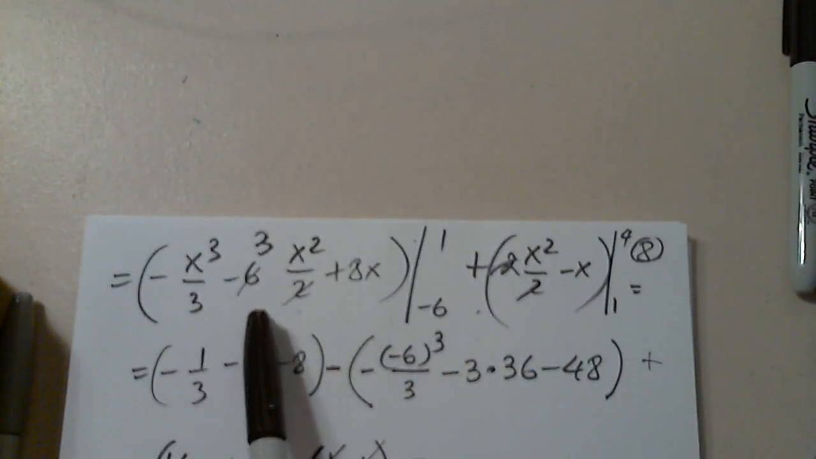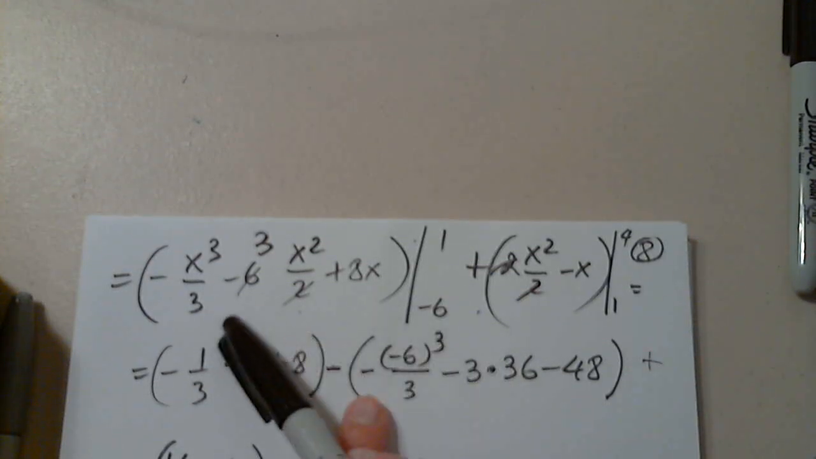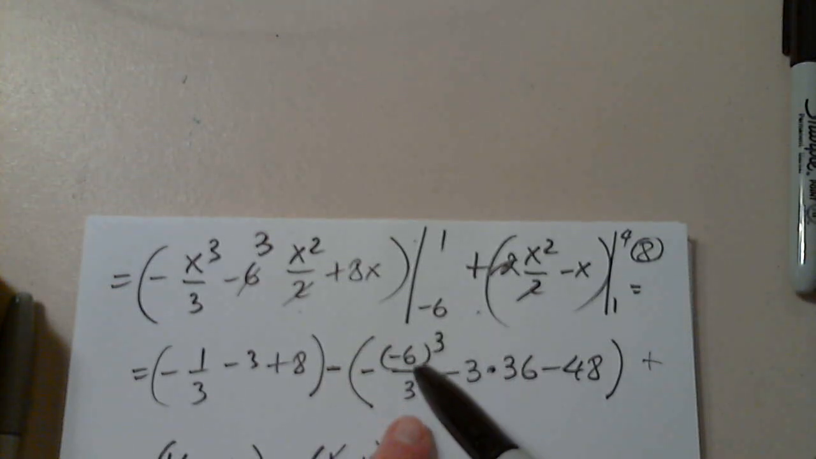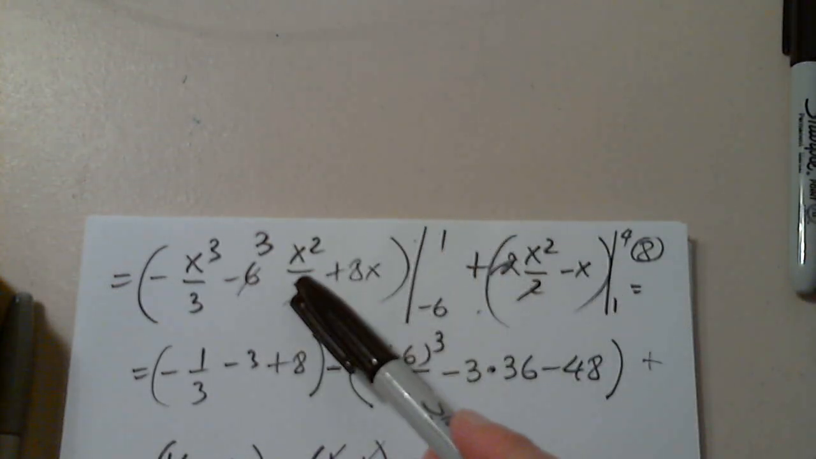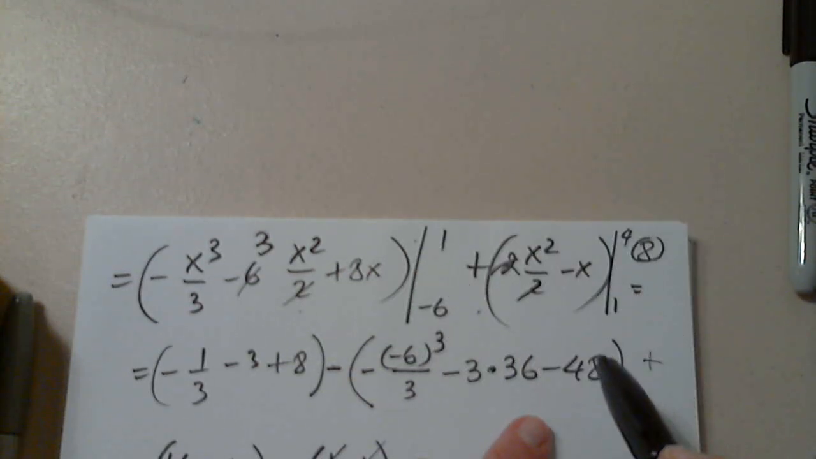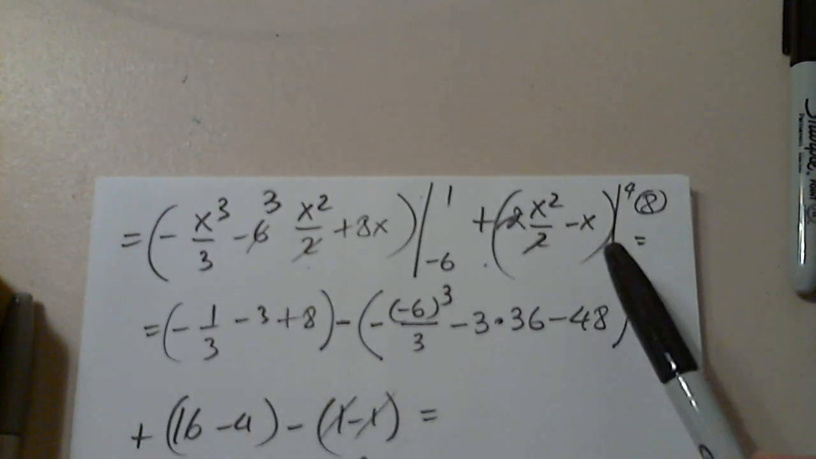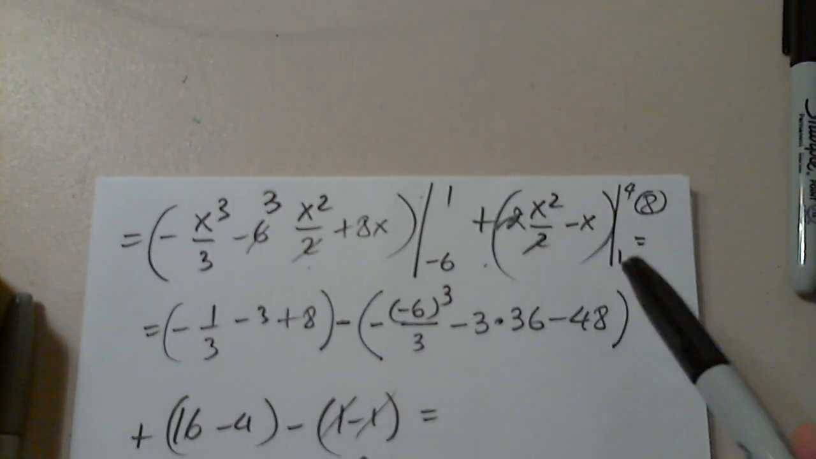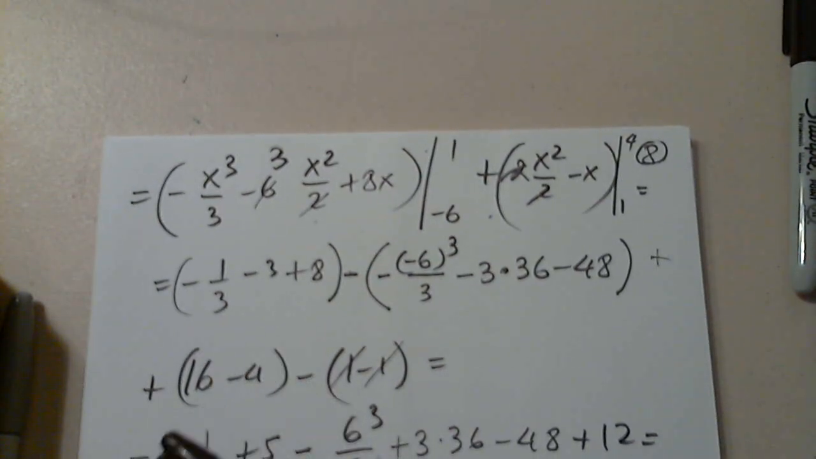Negative 1/3 minus 3 plus 8. That is correct. Minus negative 6 to the third over 3. And there is a negative 3. And that is 36. That's correct. 6 times 8, 48. Okay, that's correct. Now, 16 minus 4, that's correct. 1 minus 1 is 0. Okay, one more time. Negative 1/3 plus 5, that's correct.